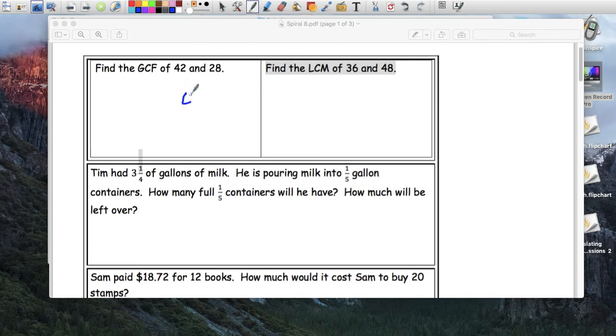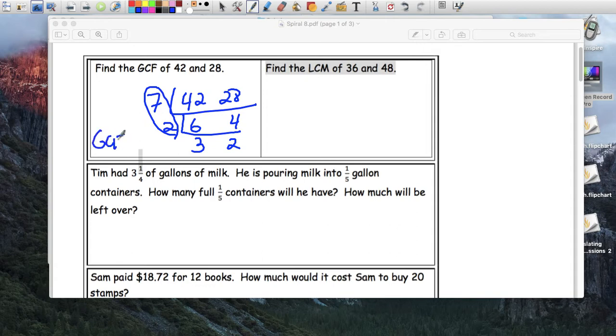42 and 28, GCF. 7 goes in 42 6 times, 4 times. Well, look at that, I can continue. 2 goes into 6 3 times, goes into 4 2 times. So I'm done. Nothing can go into 3 and 2 except 1, so I know I'm done. So the GCF is the product of those two numbers. 7 times 2 is 14. That's my GCF.